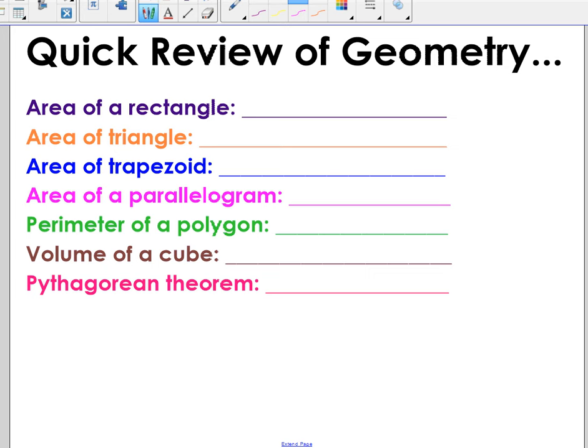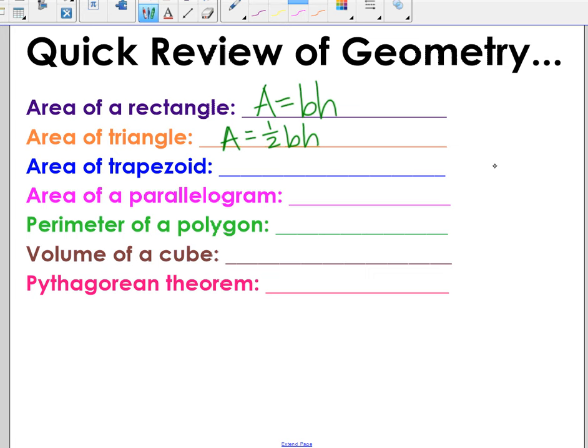So area of a rectangle, you guys are used to seeing length times width, but we're going to stick with area equals base times height. That's what you'll hear us say a lot. Same thing. Area of a triangle is 1/2 base times height. Don't forget that 1/2. That's the biggest mistake people make.